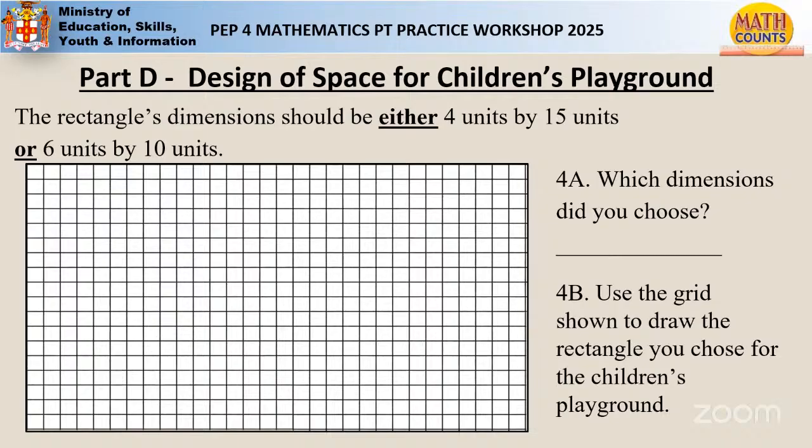All right, remember there are two options that you have. You can use the 4 units by 15 units or the 6 units by 10 units and draw it up. I would like to see a few of them when you're through, so don't just think that you're just going to draw it and leave it there. I want a few persons to open the camera and show me what they have, so I can see how well you follow the instruction.